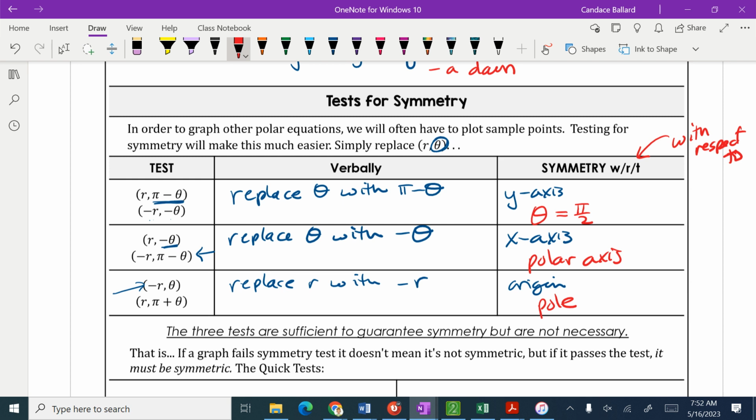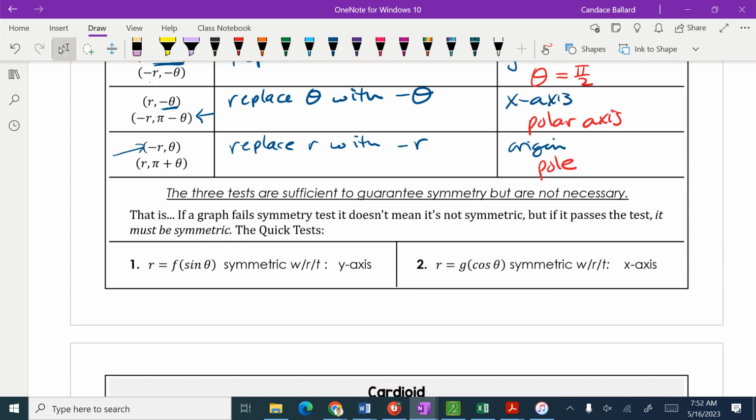All right, that's quite a lot to remember though, right? And it's a lot of looking at angles that might not be super obvious when we test things. But if we had to, we could do that. It says that the 3 tests are sufficient to guarantee symmetry but aren't necessary. That is, if a graph fails a symmetry test, it doesn't mean it's not symmetric, but if it passes the test, it must be symmetric.